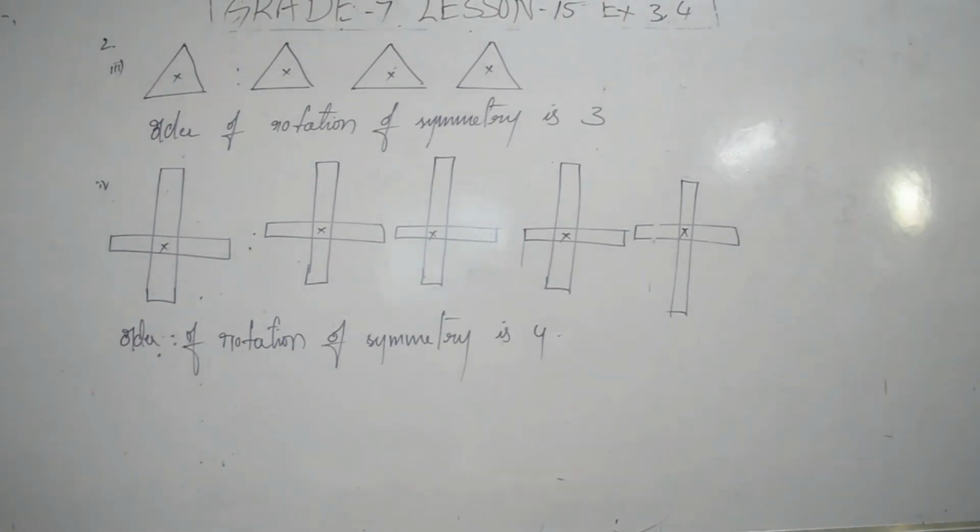So remaining: pentagon, there are five vertices given, so five. Next, 1 2 3 4 5 6, heptagon, there are seven, a star. Next one, three legs given, so that is order of rotation three. The remaining three problems you write as homework.